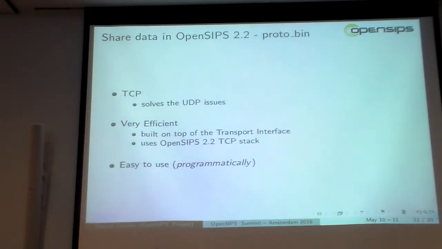That's why in 2.2 we have a new bin interface that's built on top of TCP, which solves all the UDP issues, the ordering and the message loss problem. It's more efficient because it's built on top of the transport interface. So basically it uses the same TCP stack that OpenSIPS uses for TCP and TLS. So it's very, very efficient, it's very fast. And it's very easy to use programmatically because that's the only way you could use it until now. Basically the modules have to replicate data to themselves, so the nodes know exactly what to send to the other nodes.